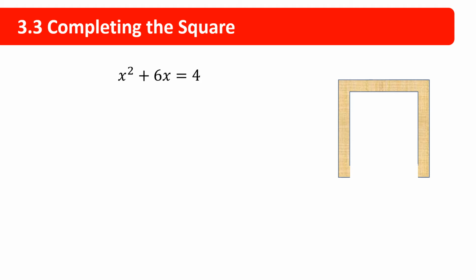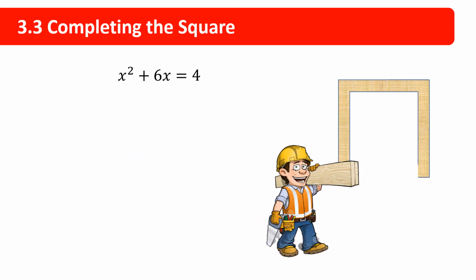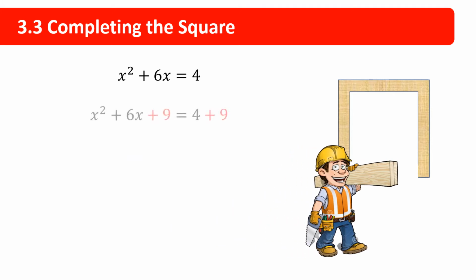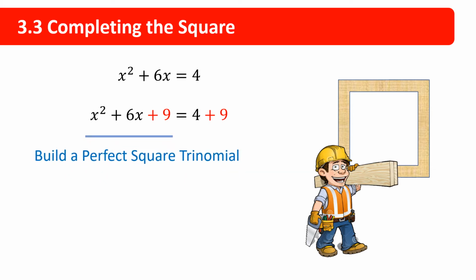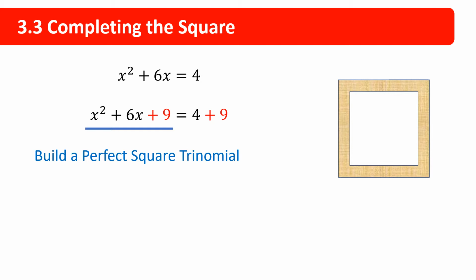Section 3.3 introduces us to a process called completing the square. It's a way for us to solve quadratic equations, and it's going to be broken up into two parts. In order to do so, we're going to have to build a perfect square trinomial. In this situation, you can see that if we put a 9 on both sides of the equation, we would have on the left side a perfect square trinomial. That's going to factor in such a way that we're going to have one x that we can solve for.